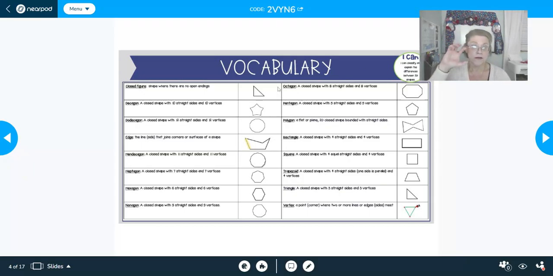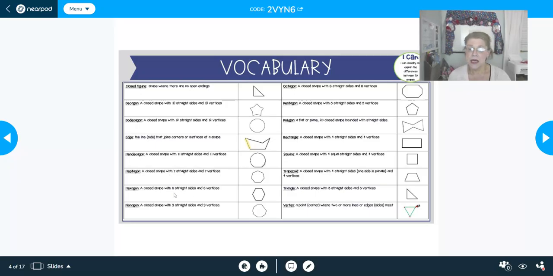If you look at all of our pictures for each vocabulary word, every vocabulary word has a picture to represent it. And even with the edge, there is a picture highlighting what an edge would look like on an actual shape. A heptagon, a closed shape with 7 straight sides and 7 vertices.